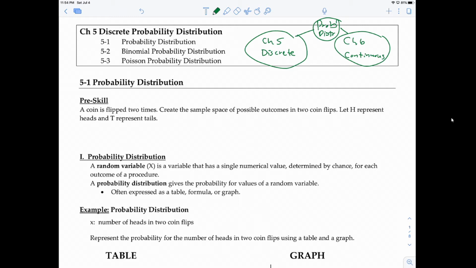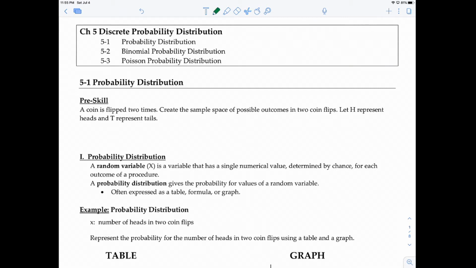All right, so let's go ahead and jump right into it. Let me erase this. Okay, so the pre-skill says a coin is flipped 2 times. Create the sample space of possible outcomes in 2 flips. Let H represent heads and T represent tails. So 2 flips is not too difficult.